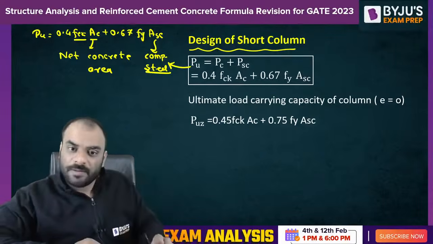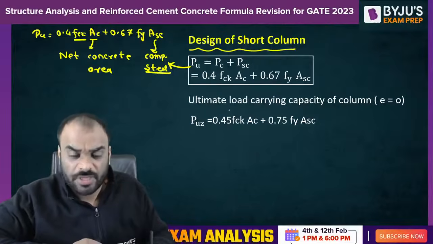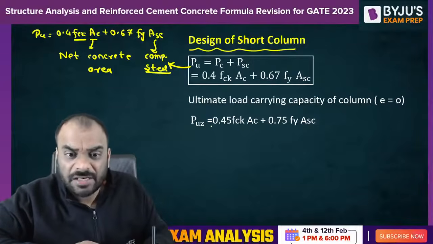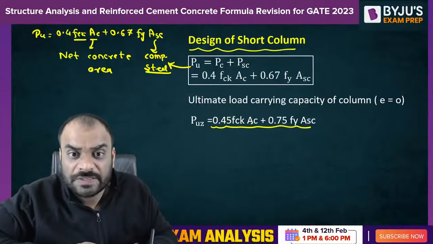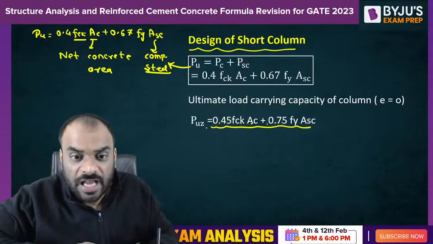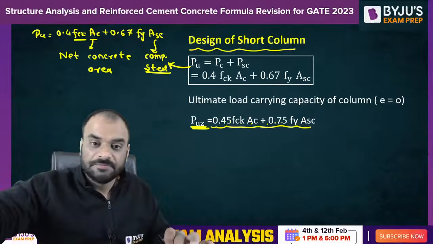Clear? Now let us suppose, guys, if our eccentricity is 0, that means our load is exactly present along the longitudinal axis. Then in that case our formula will become 0.45 fck into Ac plus 0.75 fy into Asc, and this is known as the ultimate load carrying capacity of the column, right?